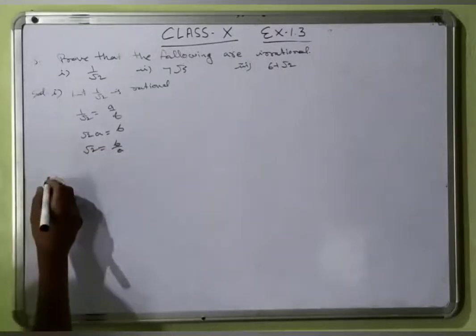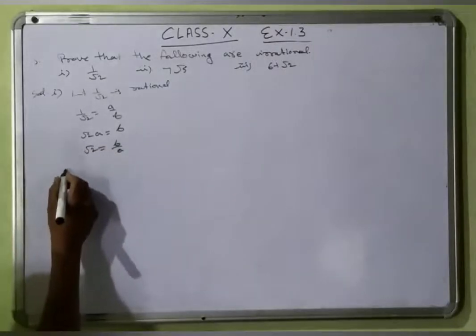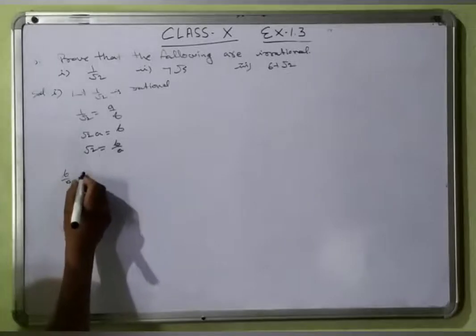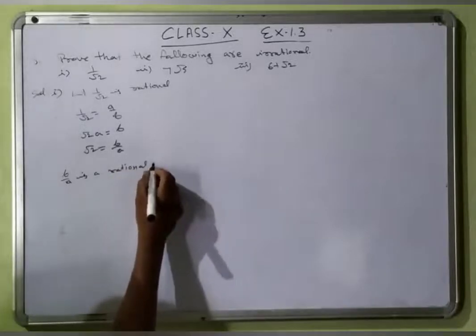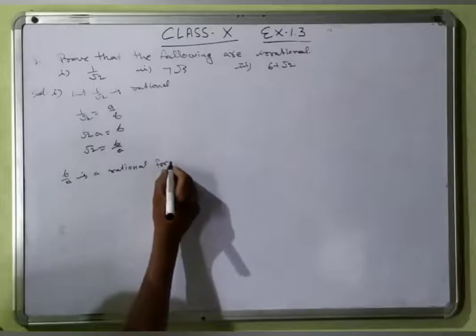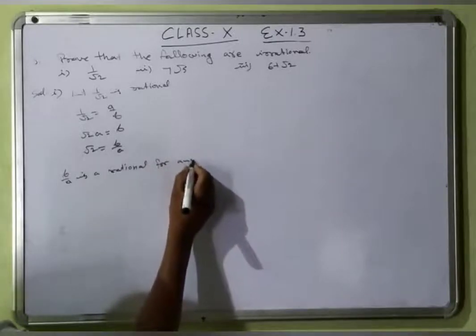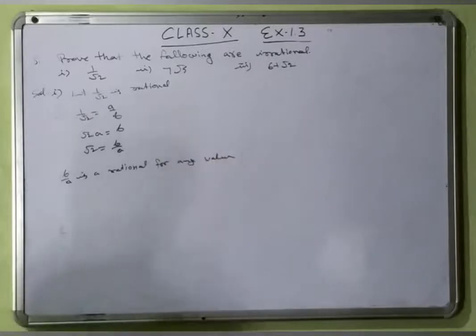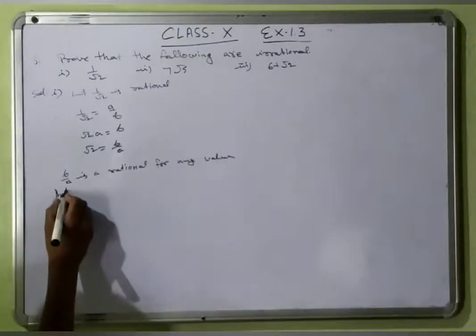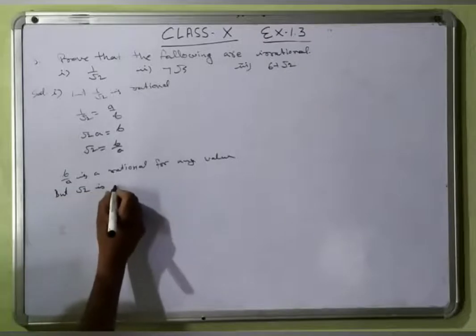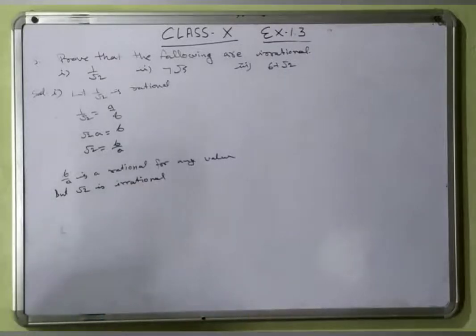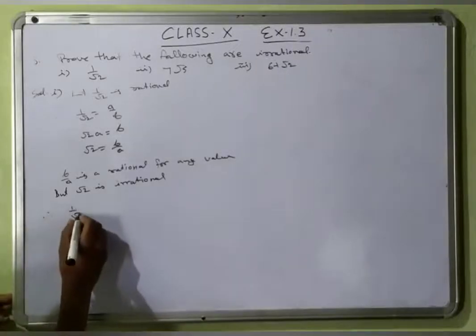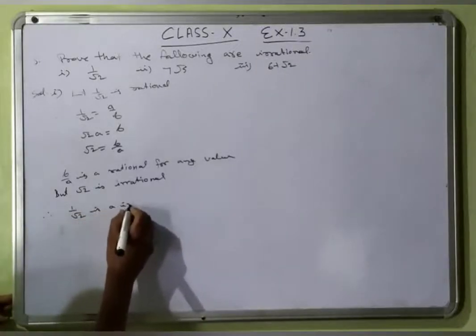Here b upon a is a rational number for any value. But root 2 is irrational. We have proved this in question number 1. So 1 upon root 2 is irrational.